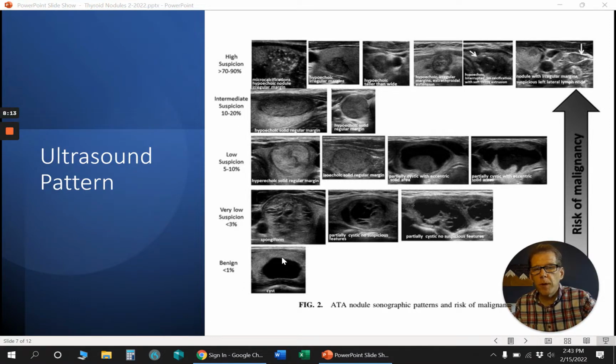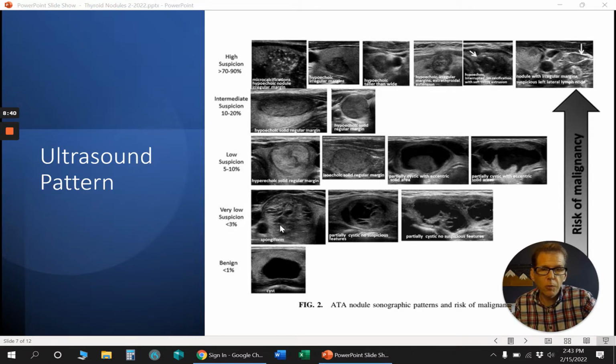But if we start with the bottom, what we see is a nodule that is a pure fluid nodule. Fluid's going to be black on the ultrasound. So this is just like a simple water balloon. And what we know for thyroid cysts is they're basically always benign. The risk of cancer is less than 1%. And typically we don't need to biopsy these. Then as we move up on the page, as we move north on the page, we see nodules with increasing risk of cancer.